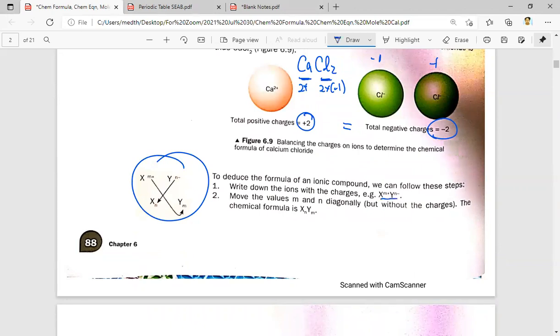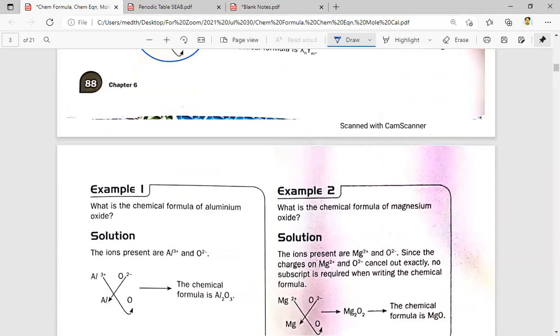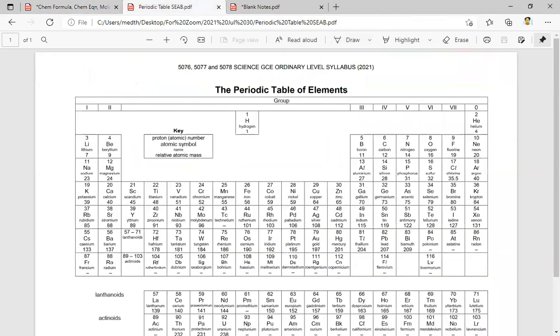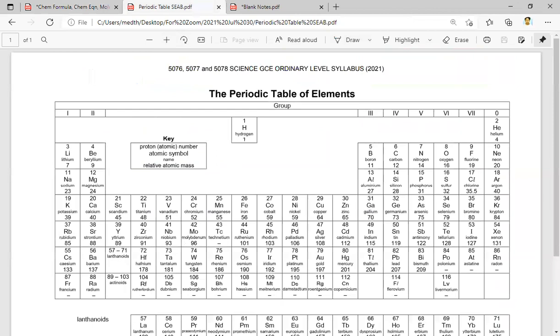Okay, so then it'll be like this. After that, we will cross the numbers over. We'll cross the numbers over without the charge. So before we go into writing all the chemical formulas, I want us to look at your periodic table. I want to zoom in a little bit. In your periodic table, whenever you receive it, this is something that you will get in all your papers, you always receive the periodic table.